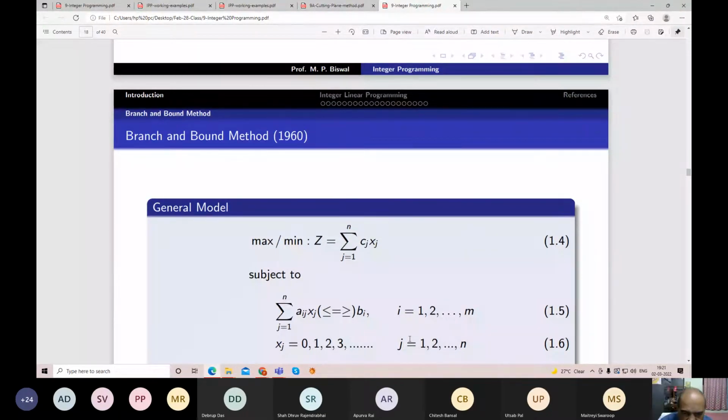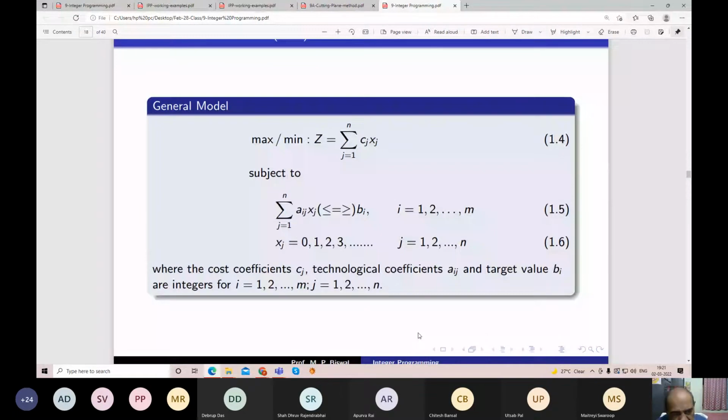So the problem can be maximization type or minimization type, constraints can be equality type, greater than or equal type, or less than or equal type, and as you know, decision variables are integers. Actually, it is known as an all integer programming problem. And some problems are known as mixed integer, where only a few variables are integer and a few are not. We are not discussing that; we are discussing all integer. All integer means all the variables x1, x2 up to xn are integers. Okay, this is a standard model.